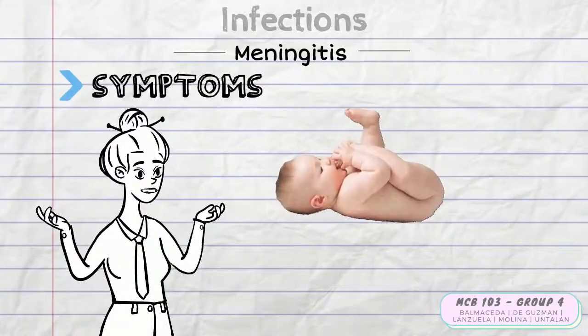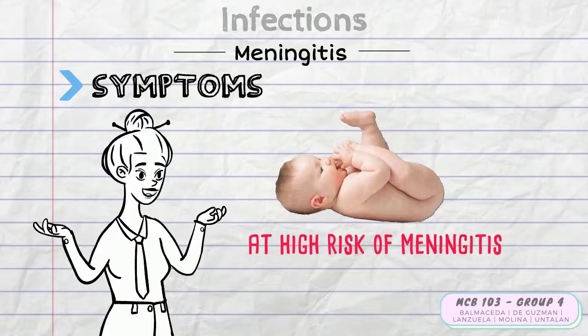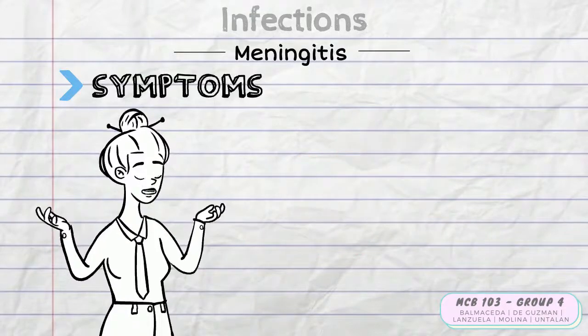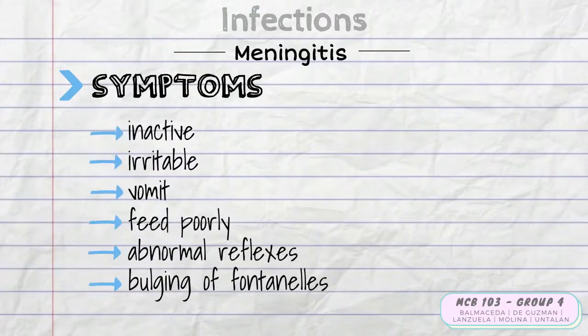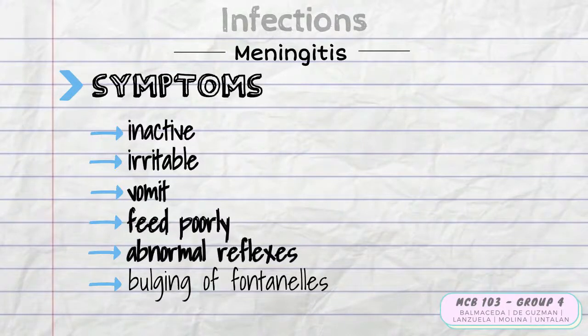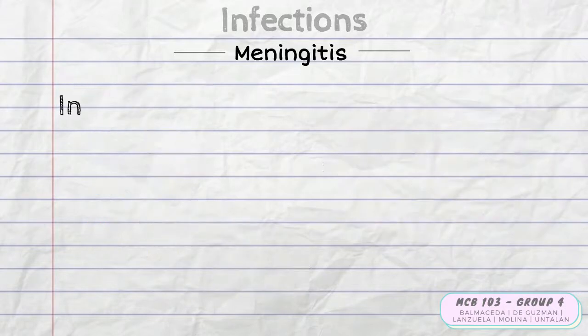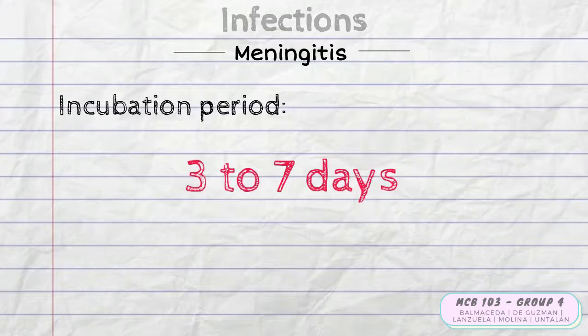Since babies are at high risk of meningitis, and the symptoms mentioned can be either not shown or hard to observe on them, the following symptoms are observed instead. Babies being inactive, irritable, vomiting, feeding poorly, abnormal reflexes, and bulging of fontanelles or the soft spots found in the baby's skull. Incubation period of meningitis typically ranges from 3 to 7 days.